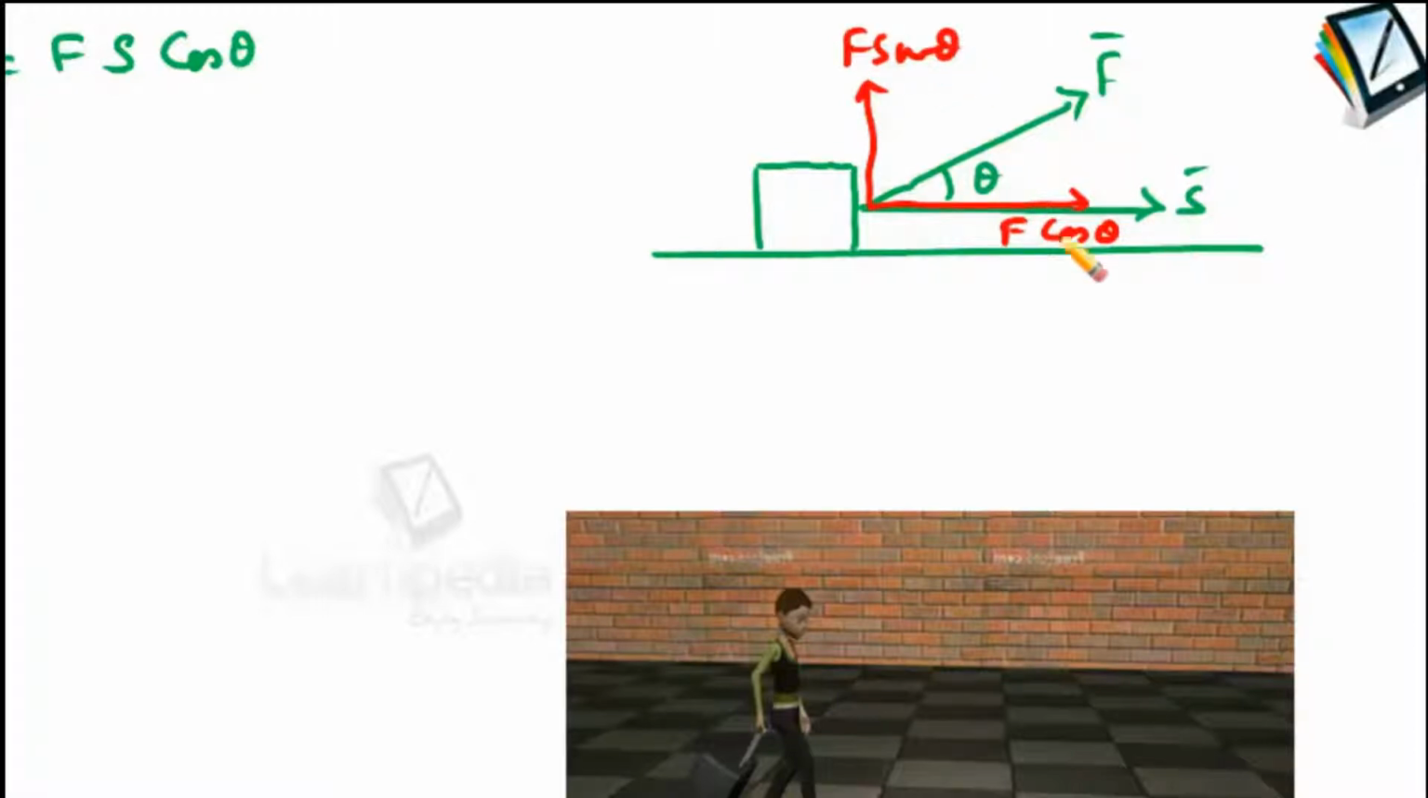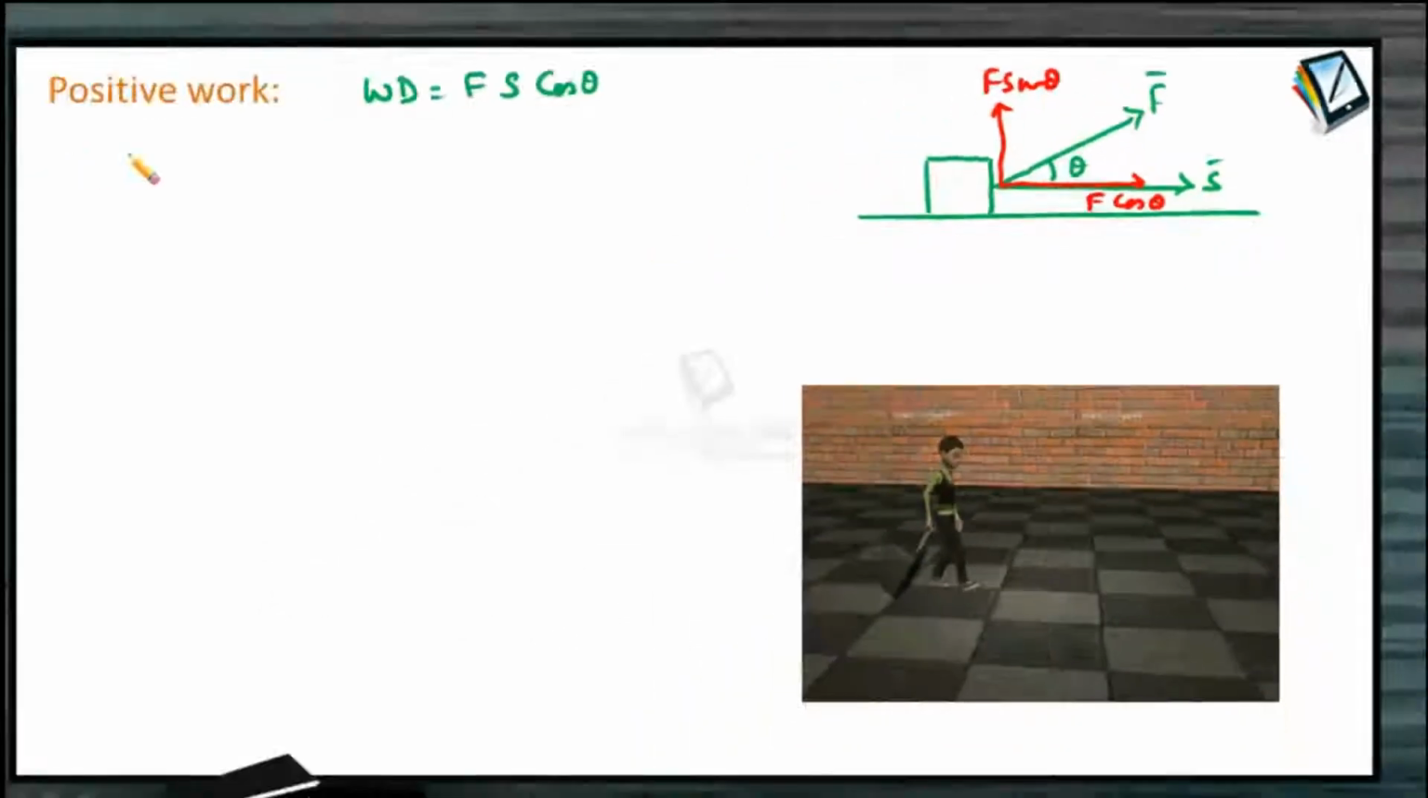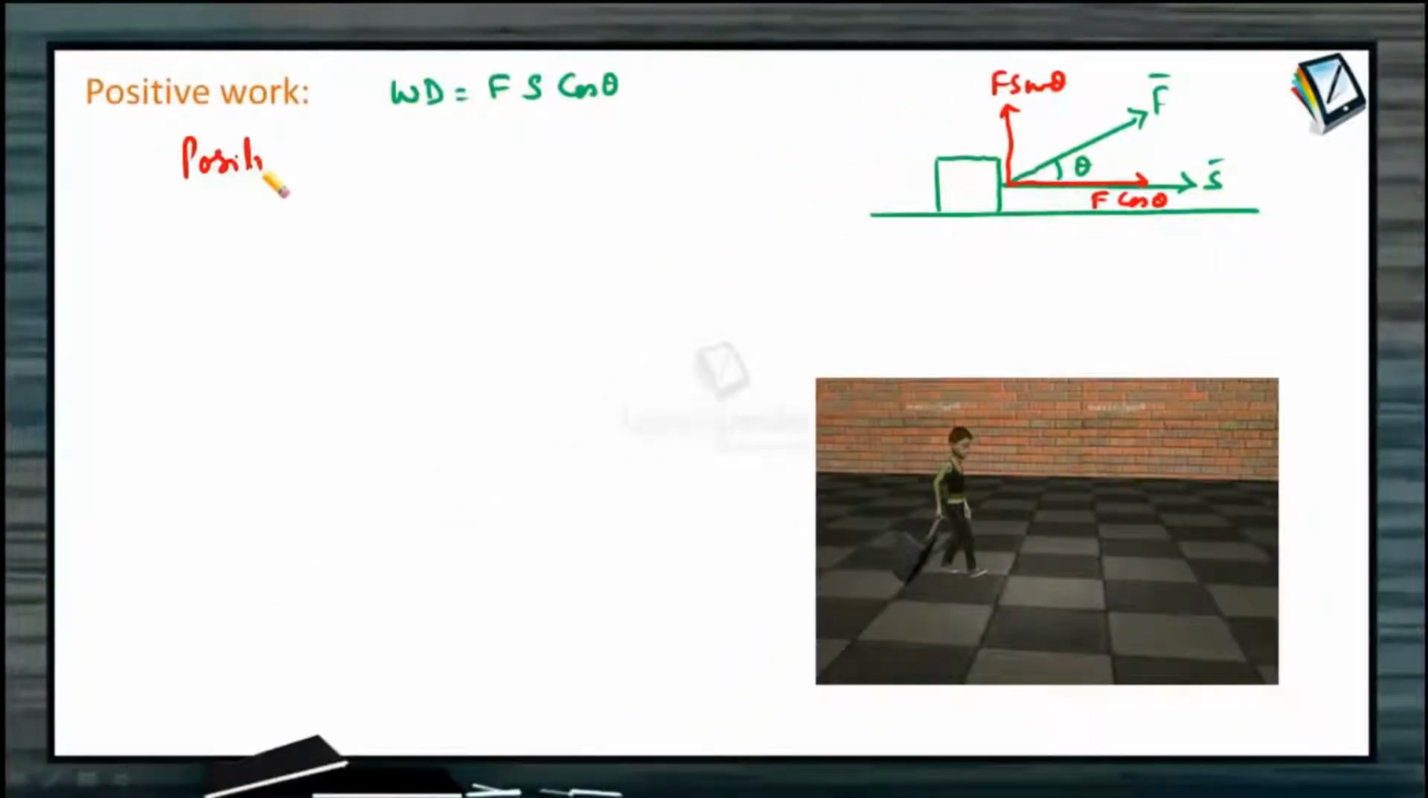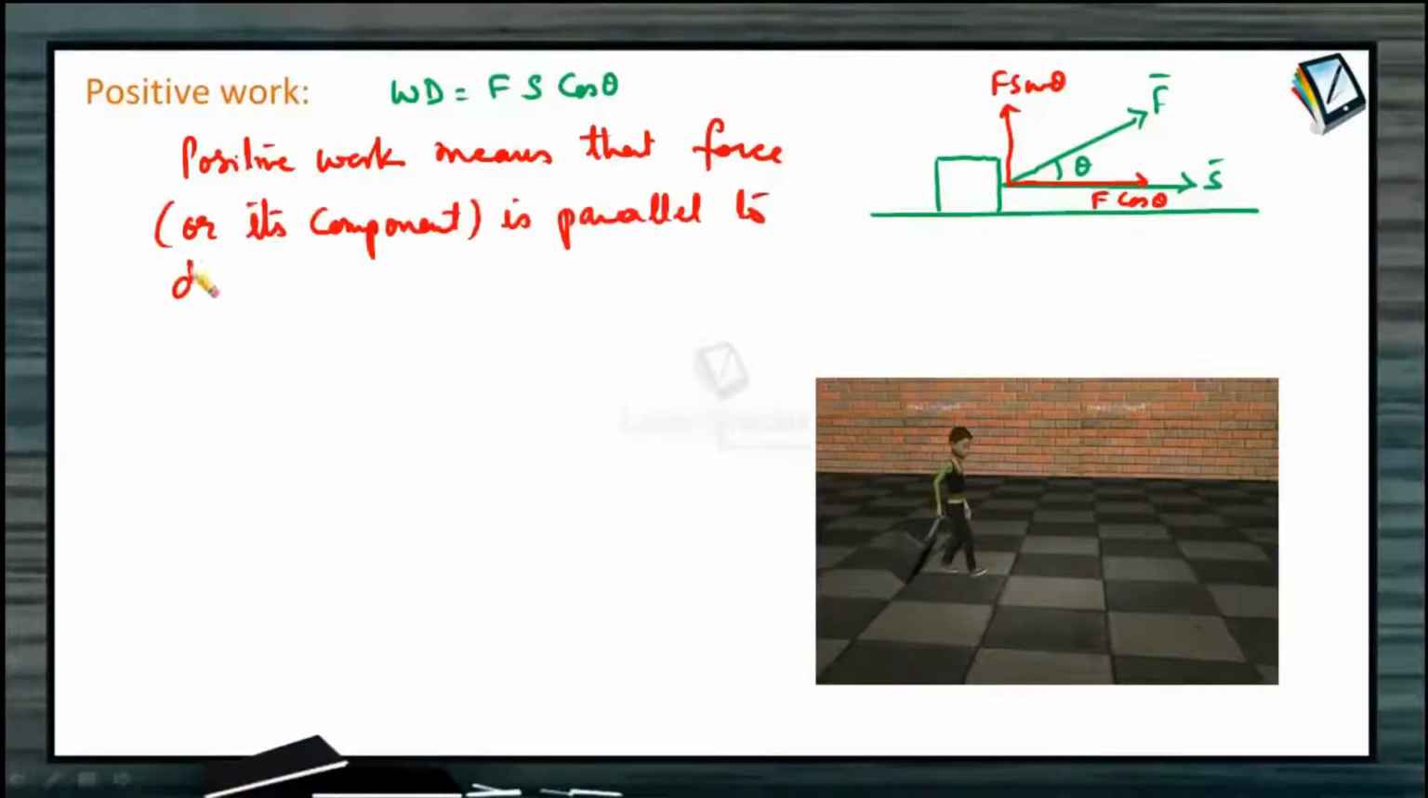So if the force or component of force is parallel to displacement, then positive work is said to be done. So positive work means that the force or its component is parallel to displacement. Or I can say when theta is between 0 and 90 degrees, cos theta will always be positive. Therefore, work done is positive. The component of force will be in the direction of displacement, so work done will be positive.